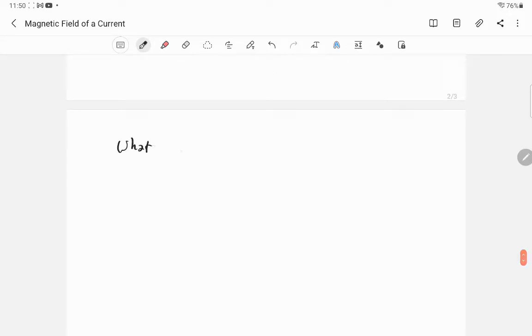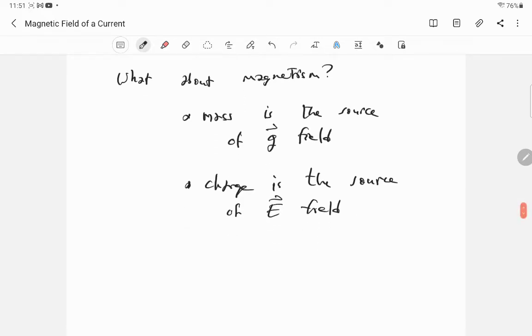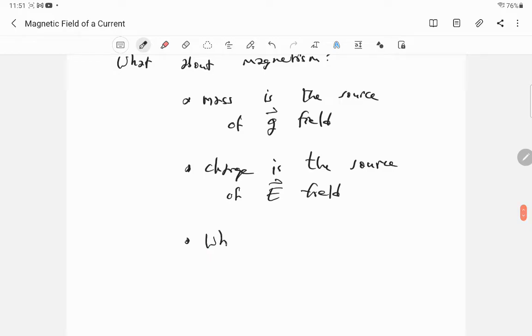Now, what about magnetism? Right? So mass is the source of gravitational field. Charge is the source of electric field. What is the source of magnetic field?